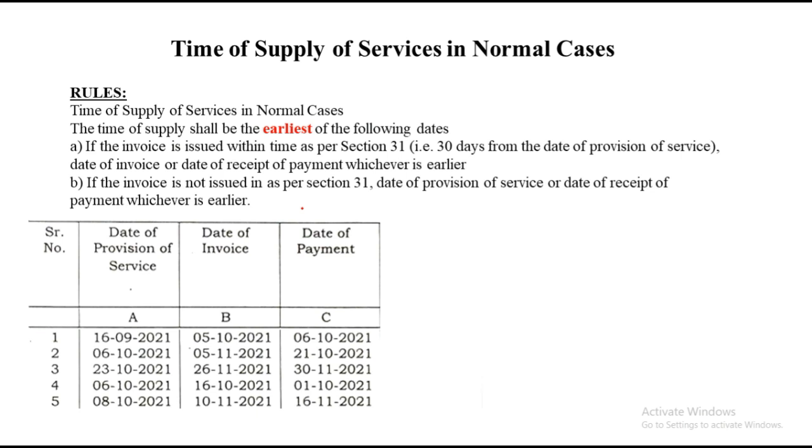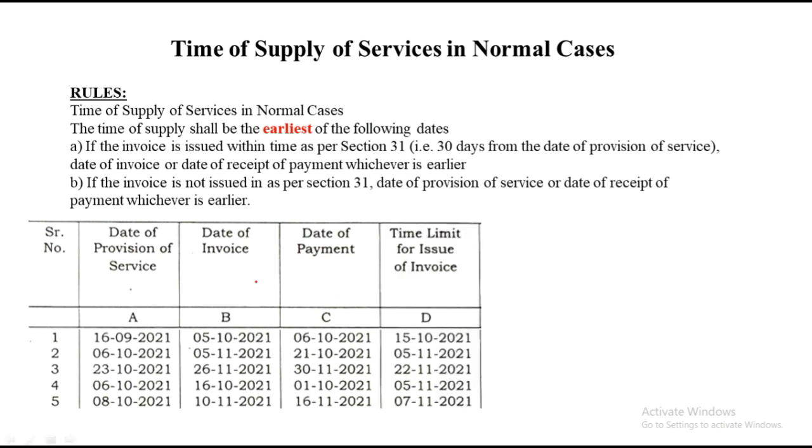Okay, so it looks a little complicated, but let's think of this very carefully. Date of provision of service or date of service, date of invoice, date of payment. Three things are given to us. First rule is we'll have to create another column which will be 30 days from the date of provision of service, and called as time limit. So, sorry, this is 30 days from the date of provision of service.